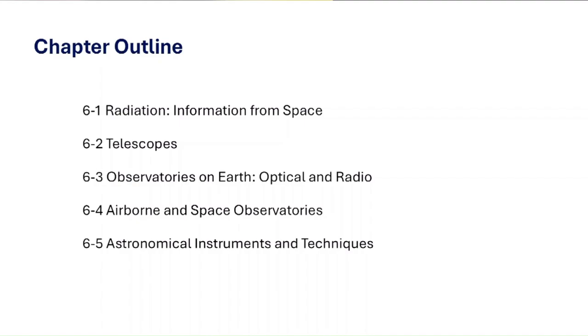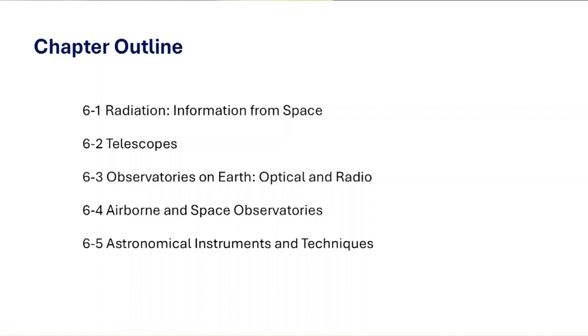So, from there, we will explore airborne and space observatories. Why do astronomers sometimes need to go above the atmosphere? So, think about the limitations of looking through air and clouds and how space telescopes solve those problems. And finally, we will examine astronomical instruments and techniques, the tools and methods astronomers use to extract as much information as possible from the light they collect.